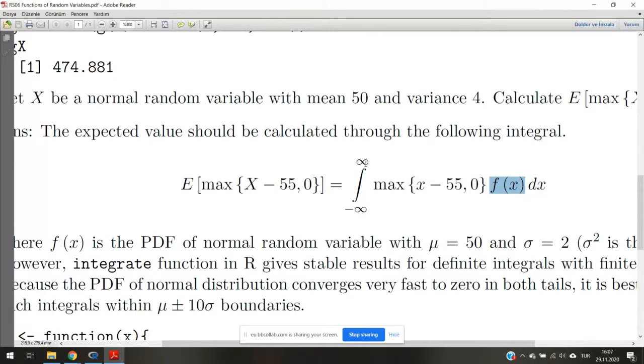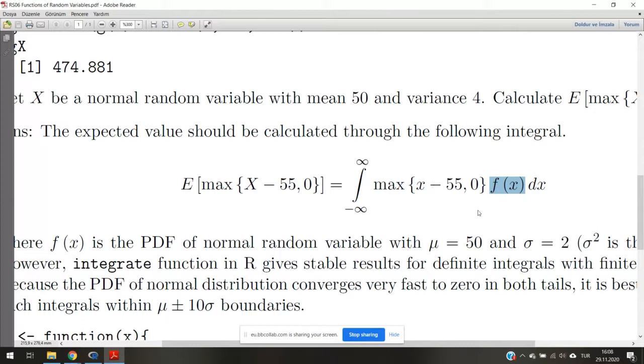However, since we are going to calculate this integral using a programming language, we can get huge numerical errors when we use the integrate function between minus infinity and plus infinity. Even though the function is going to converge to 0 in these two tails, we can still get numerical errors. Therefore, we need to write down logical boundaries for this integral.